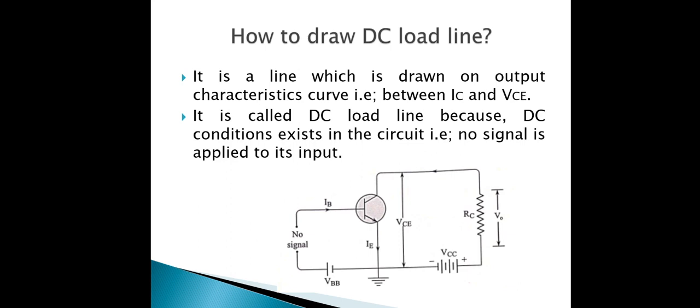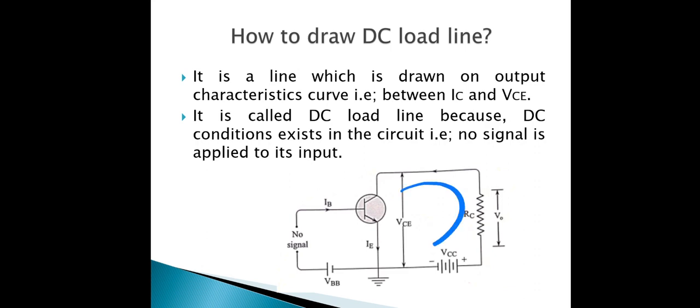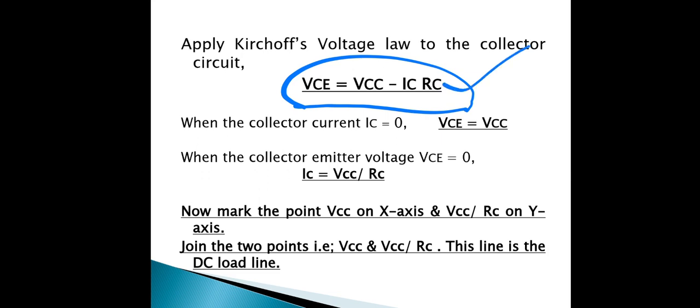For this we need to use this circuit. When you observe this circuit, if you apply Kirchhoff's voltage law to the output loop, you can simply write the output expression for this loop as VCE equal to VCC minus IC RC. So the collector emitter voltage VCE is equal to VCC minus IC into RC. This is the expression we need.